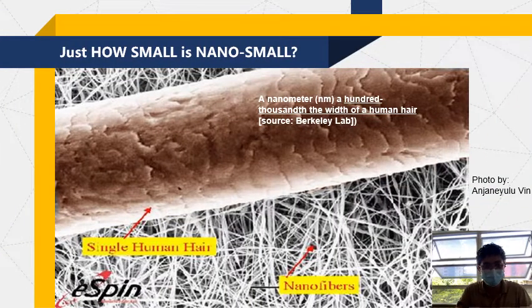And this next picture shows you how small a nanofiber is. So if you look at this picture, a nanometer is 100,000th the width of a human hair. So if this is the width of the human hair, and this is your nanofiber, it would need 100,000 nanofibers to fully occupy the width of your human hair strand. So that's how small a nanometer is.